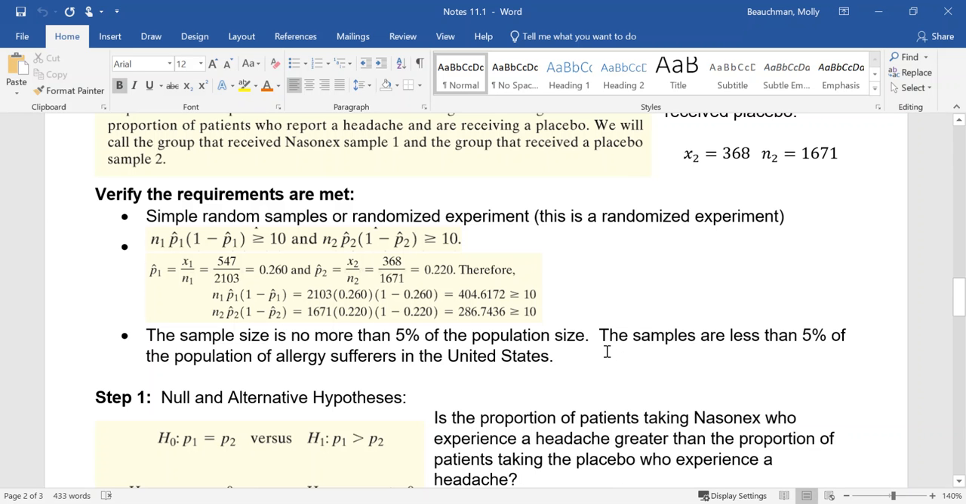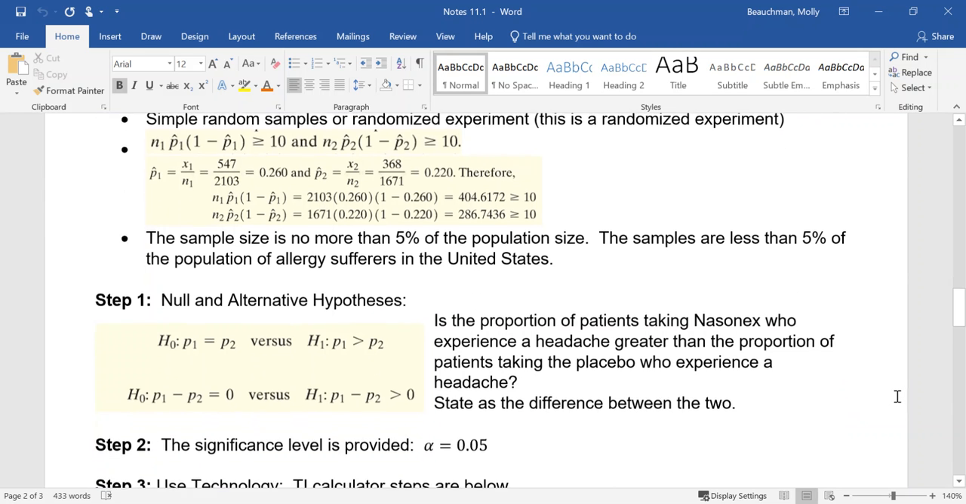It's a reasoning. The samples are less than 5% of the population of allergy sufferers in the United States. There's far more allergy sufferers than the 3,000 some that are in this experiment. So now we want to set up the null and alternative hypotheses.